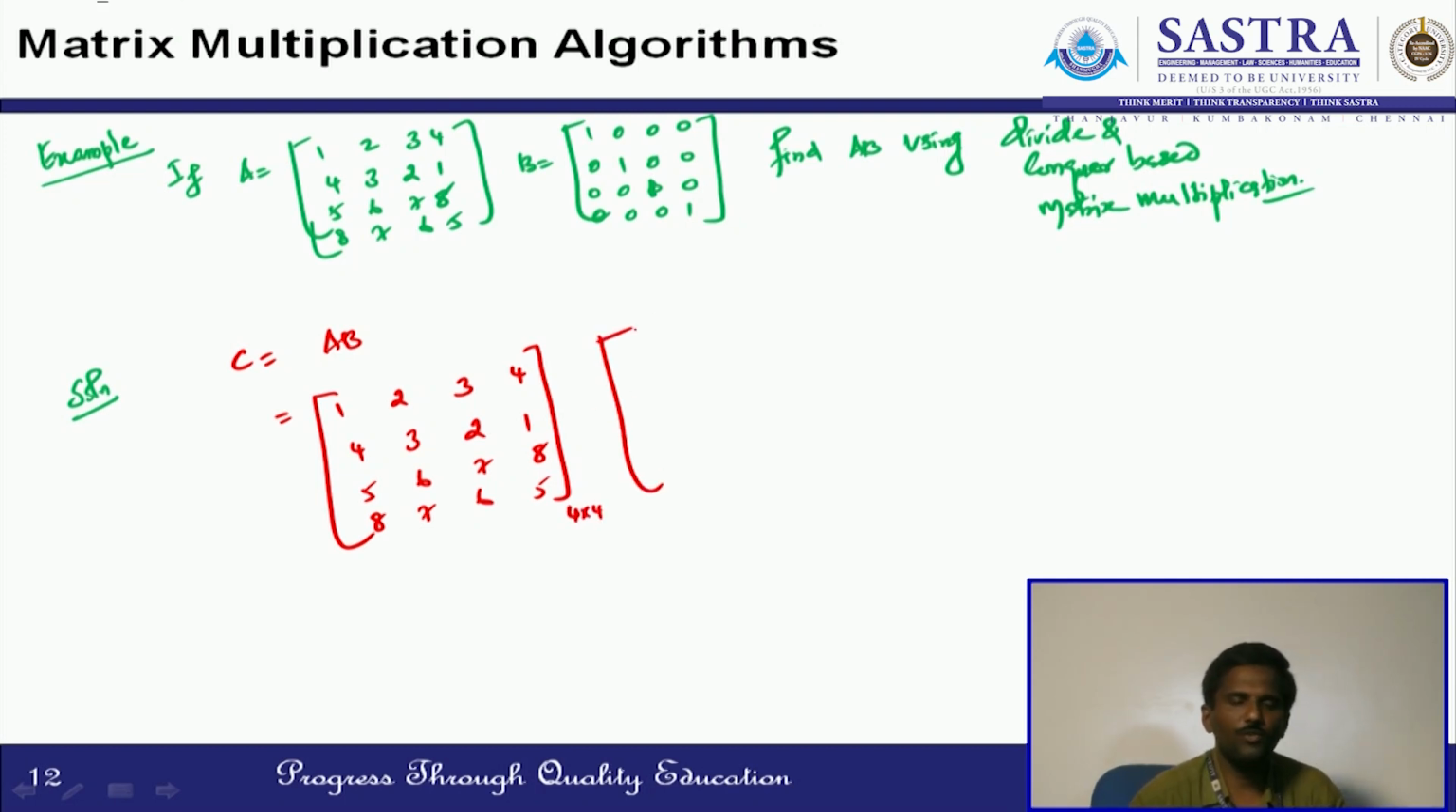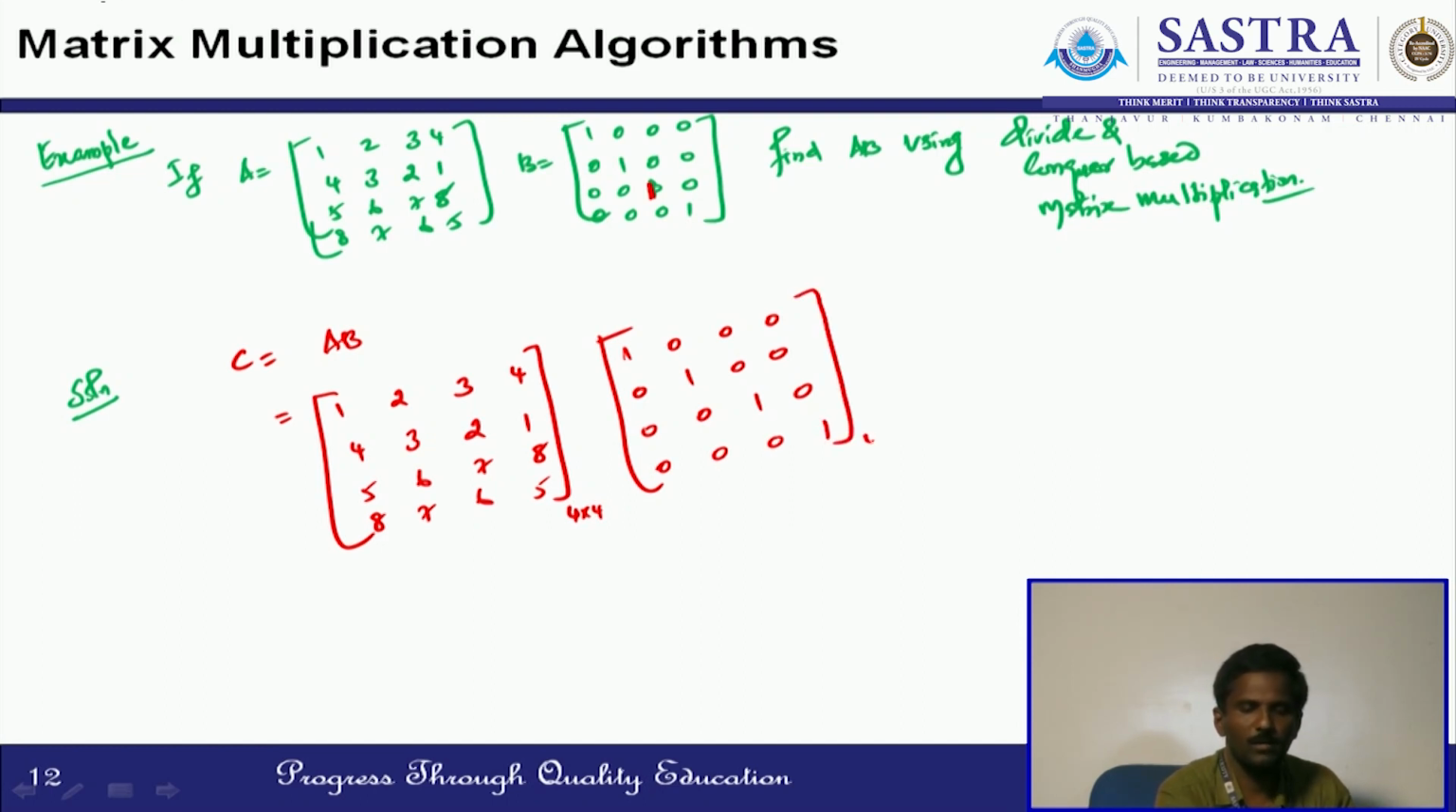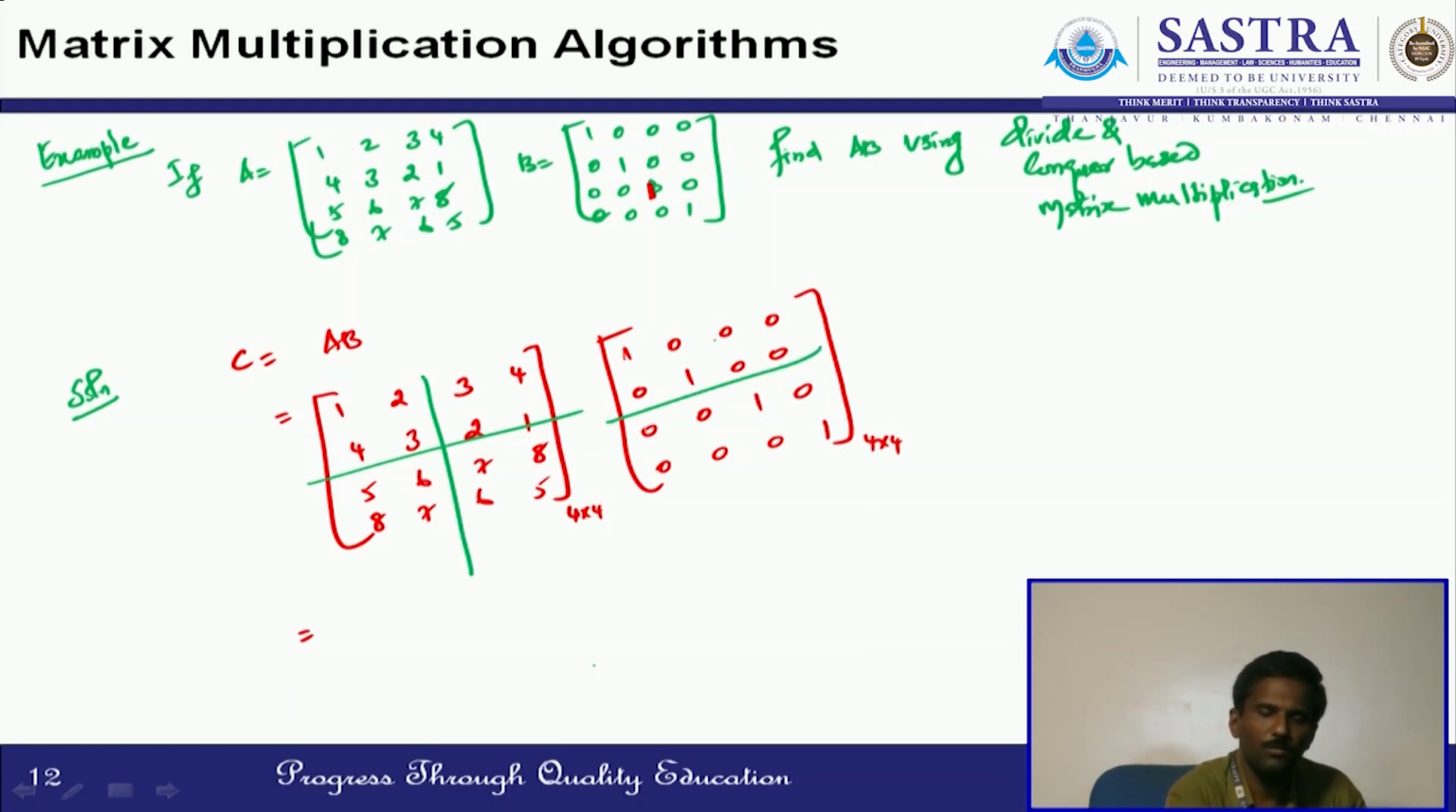Matrix B is also defined as a 4 by 4 matrix: 1, 0, 0, 0, 1, 0, 0, 0, 0, 1, 0, 0, 0, 1. This is also a 4 by 4 matrix. Now to apply the divide and conquer logic, these two matrices are first subdivided by 2. Subdividing each matrix by 2, here we will have 4 submatrices which are of equal size, or 2 by 2.